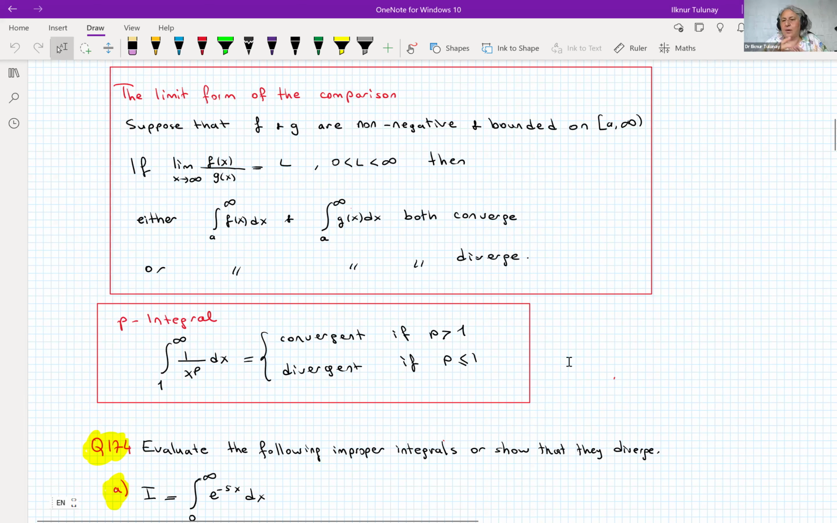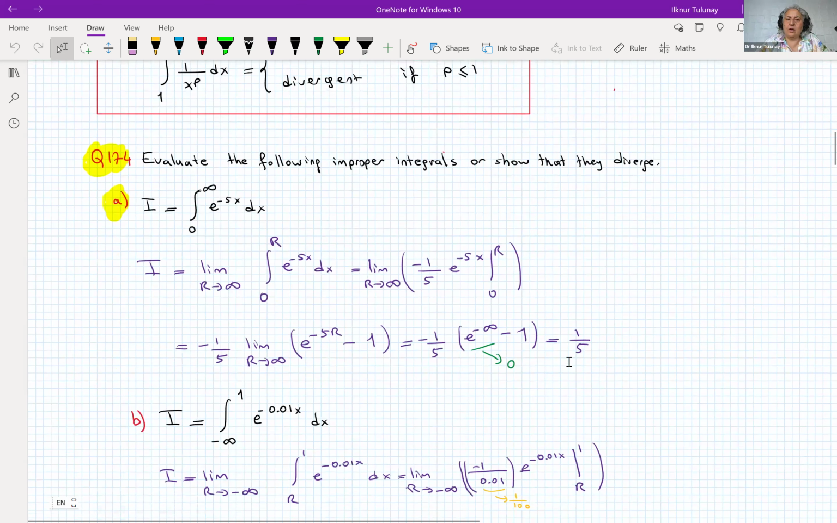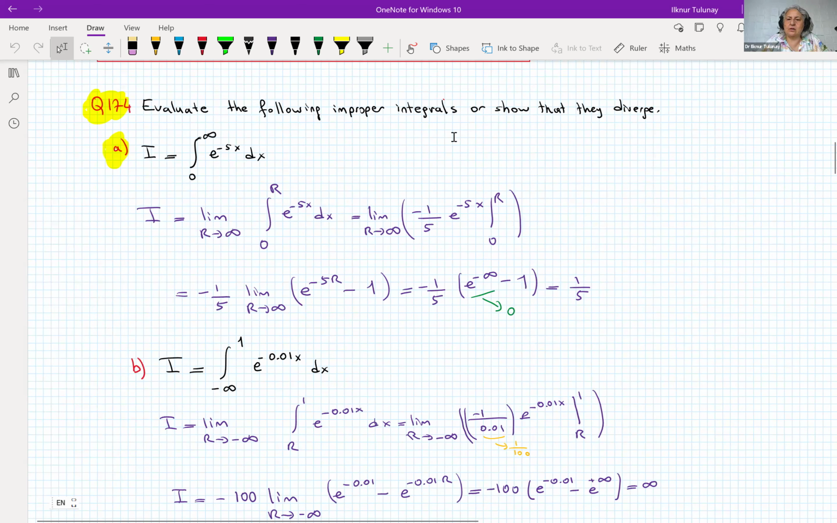This is the summary before we start. We are going to use this knowledge when we are solving this problem, going through the solutions of this problem. If we would like to evaluate the improper integrals, or show that they diverge, this is a simple, straightforward example.